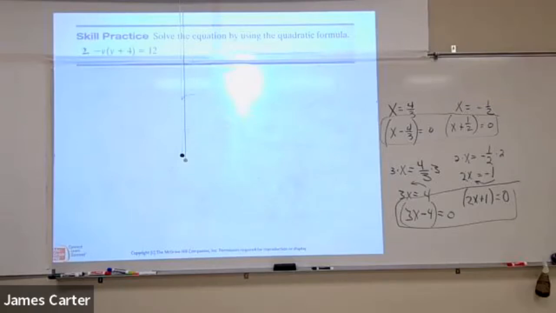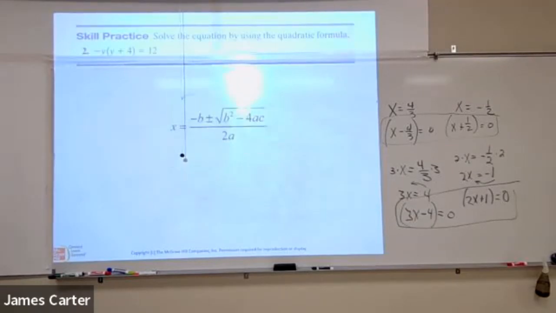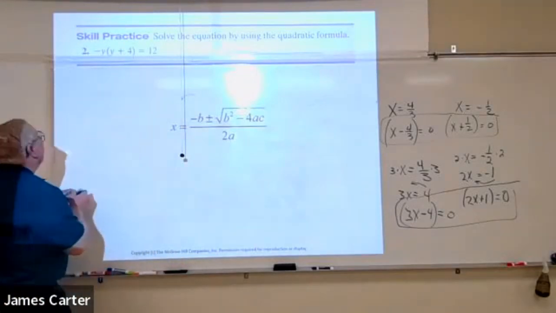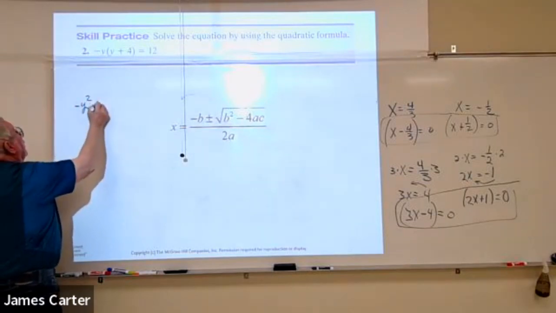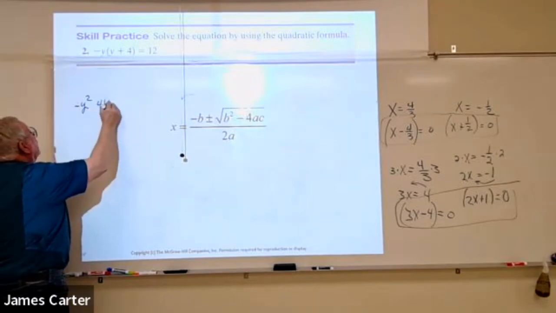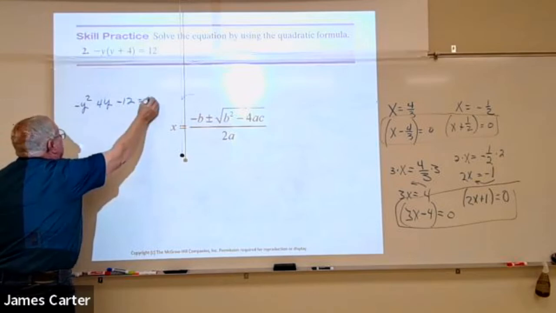Okay, what about this one? Well, here we've got to distribute that negative y and move the 12 over. So I get negative y squared plus, minus 4y, minus 12 equals 0.